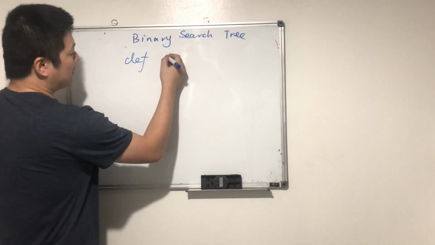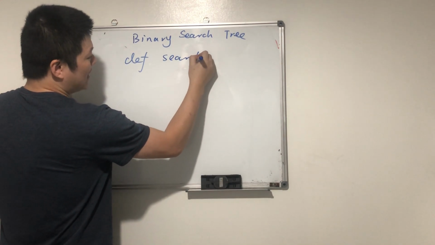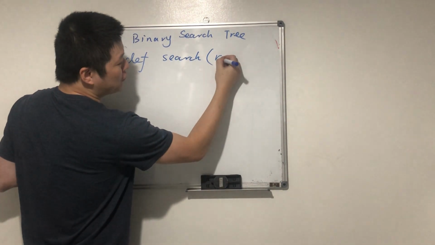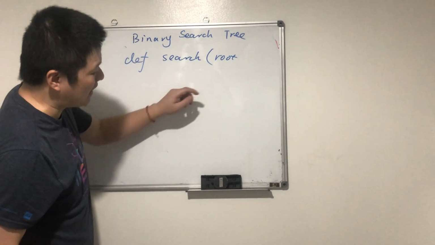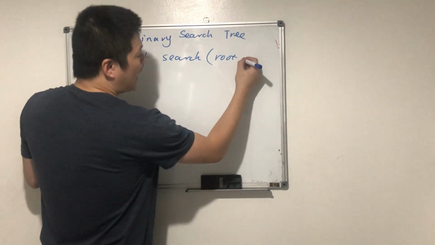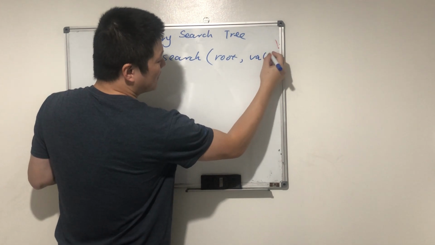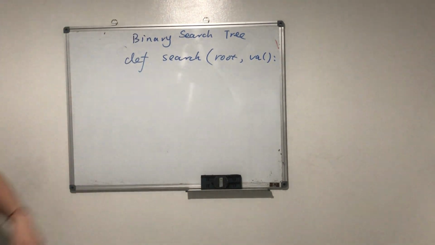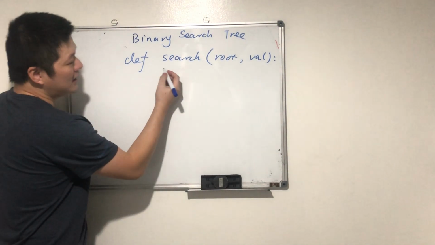Okay, so now to search in the binary tree, let's call it search, and we take a parameter root. This is the root of the tree. And we want to search for a value. We're searching for values. So how do we do this?